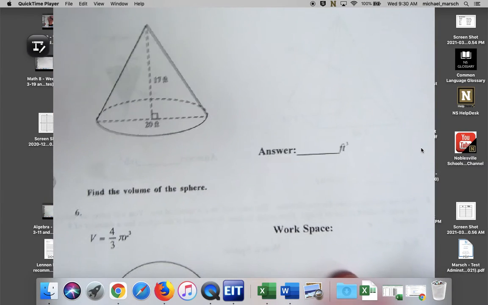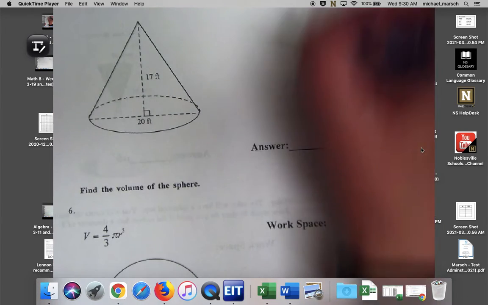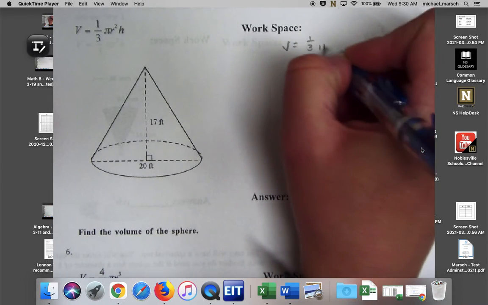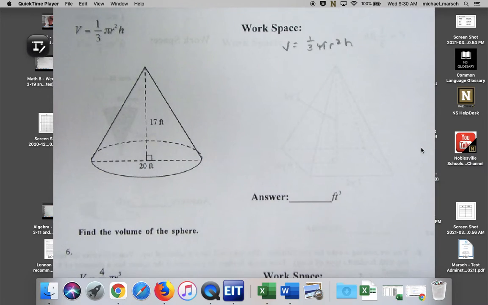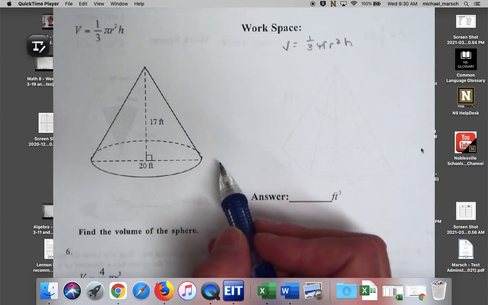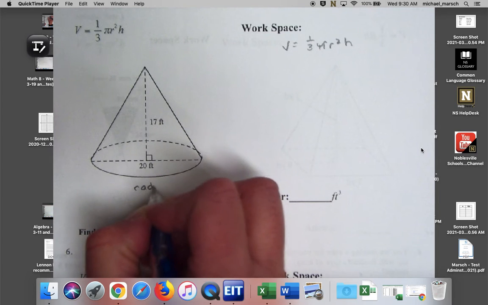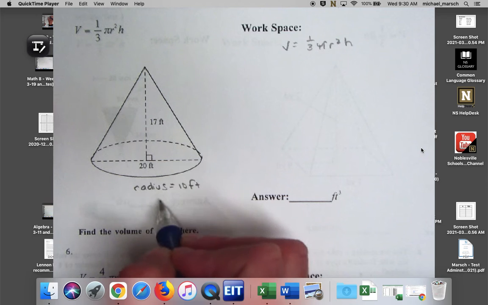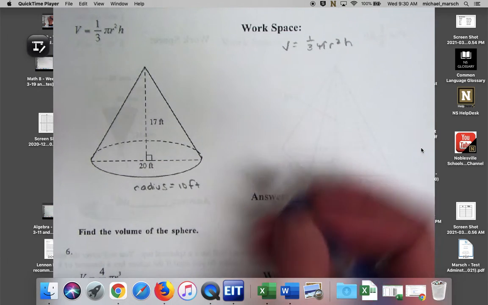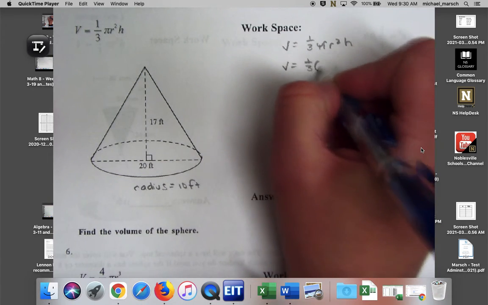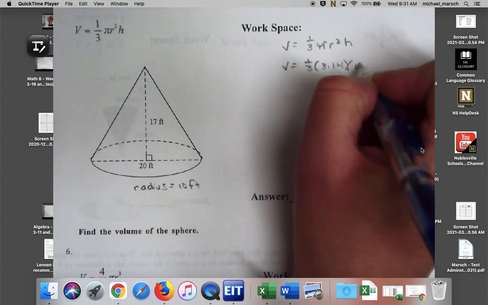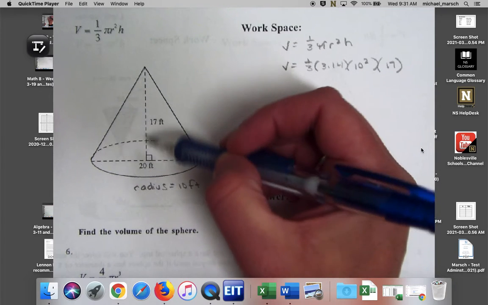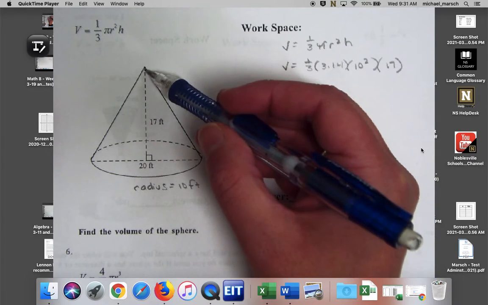All right, number 5, find the volume of a cone. All right, so similar to what we just did on number 3, volume equals 1/3 pi r squared times the height. This time we're given the diameter, so we have to note that our radius is 10 feet, right? Because this whole distance is the 20, radius would be half. So volume equals 1/3 times 3.14 times 10 squared times 17, because our height is that vertical here from the apex down to the base.